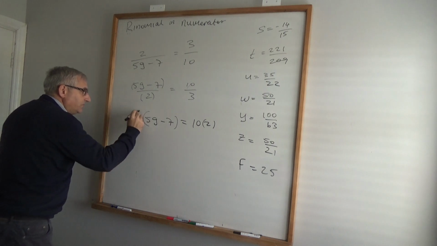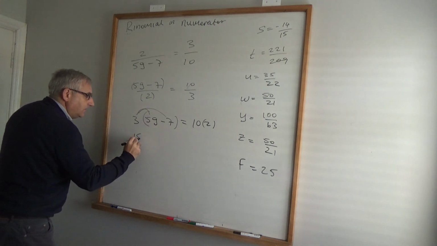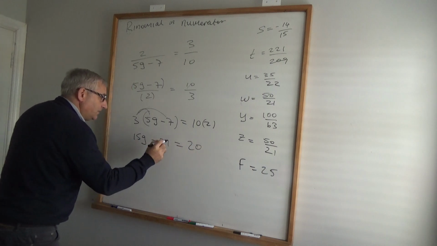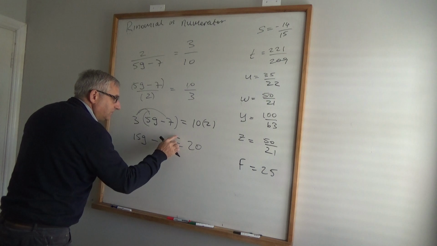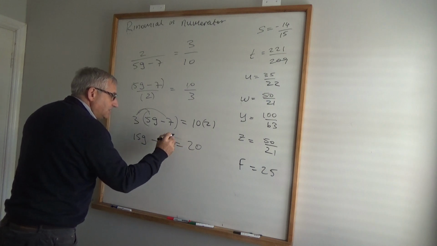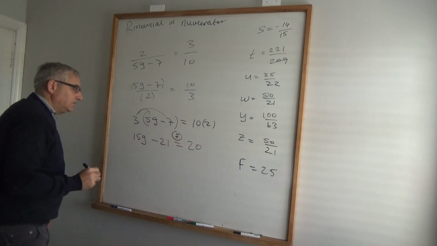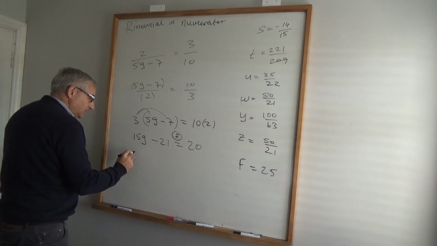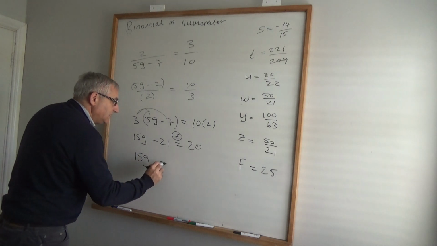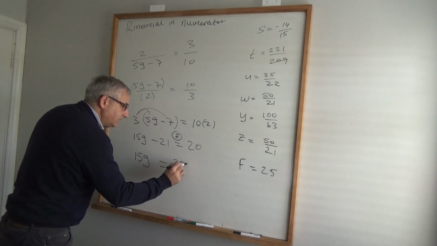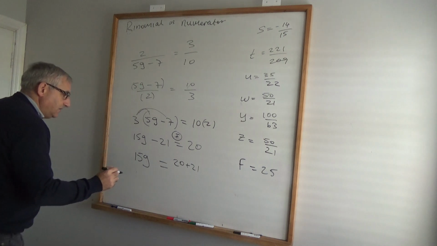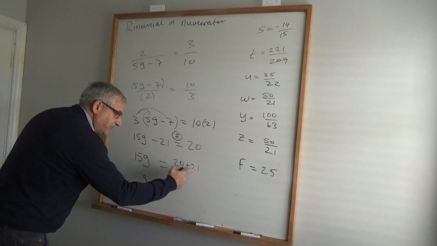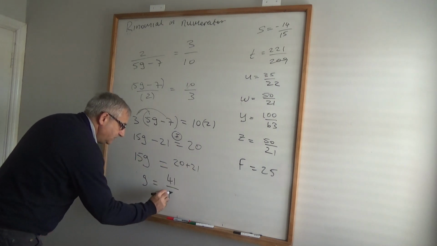And we will distribute our multiplication through the function box here, the negation box, the minus plus box if you like. My plus is turned into minus, minus is turned into plus. So 15g equals, so minus 21 turns into plus 21. Okay, g equals 41, do you see where that came from? And over 15, do you see where that came from?